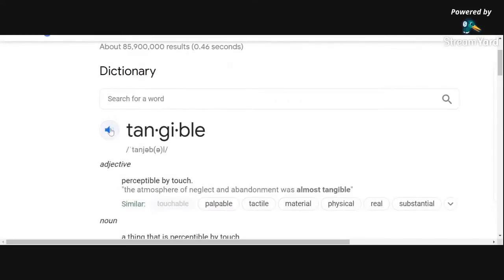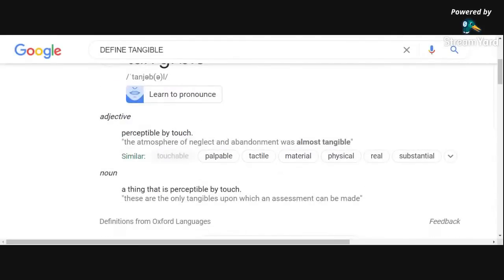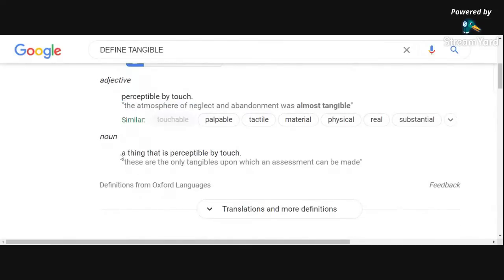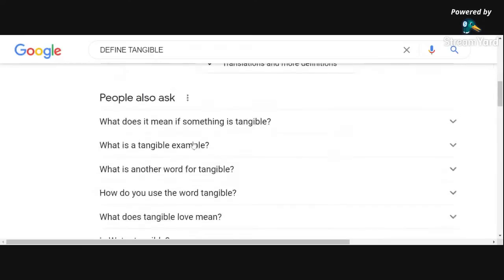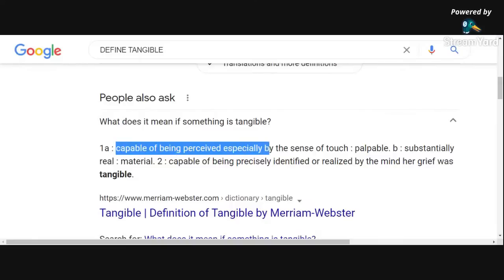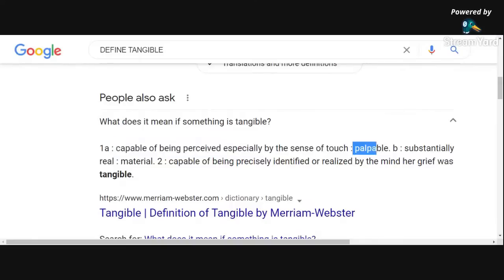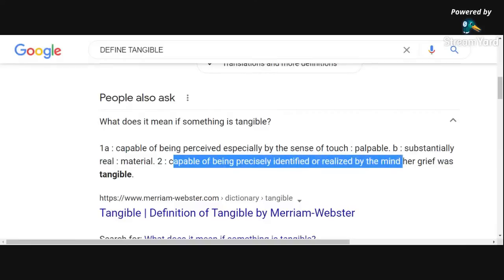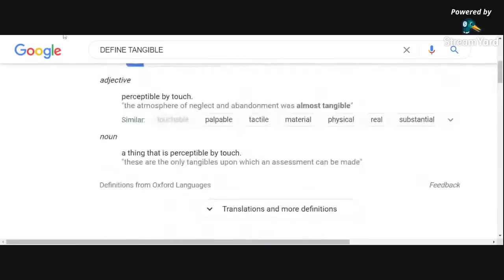Here's the word tangible. Now, in the adjective form, it says perceptible by touch, right? In the noun sense, it says a thing that is perceptible by touch. It gives you the same thing. What does it mean if something is tangible? The first definition: capable of being perceived, especially by the sense of touch, palpable, substantially real, material. Two, capable of being precisely identified or realized by the mind. You want us to be able to precisely identify, just like Jake asked, are we there yet questions?